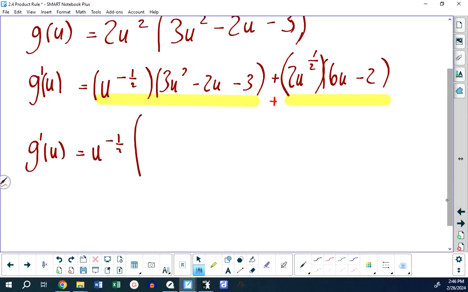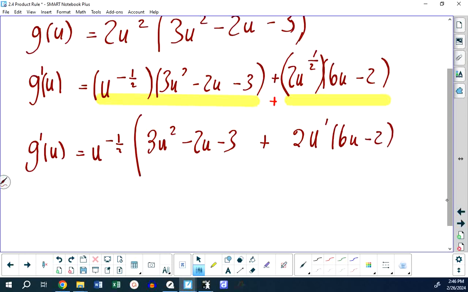What do we have left? Well, out of the first term, we have the 3u squared minus 2u minus 3. Plus, out of the second term, we have that 2. And we are also going to have u to the 1. Because u to the 1, which we have left, times u to the negative half, which we factored out, would give u to the 1/2, which we started with. And then I also have 6u minus 2. Given that there is no common factor between all of this mess, we're at the stage where we just multiply it out and see what happens.